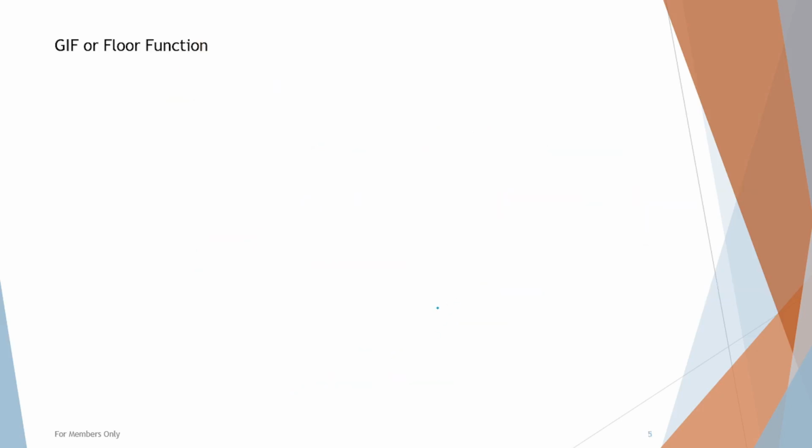Now moving to the GIF or floor function. A lot of people are facing problems with GIF. I call it GIF, and some other people call it the floor function. GIF stands for greatest integer function, and it is denoted like this. First we will draw the graph and we will transform it. Since we are already familiar with transformation of graphs, we will try to transform GIF as well.